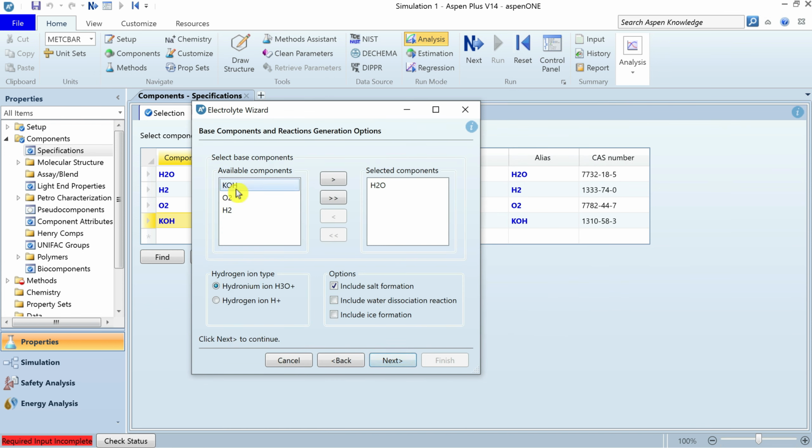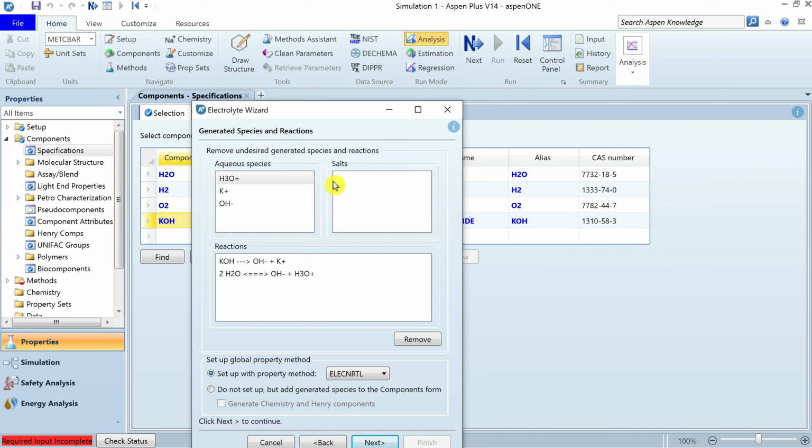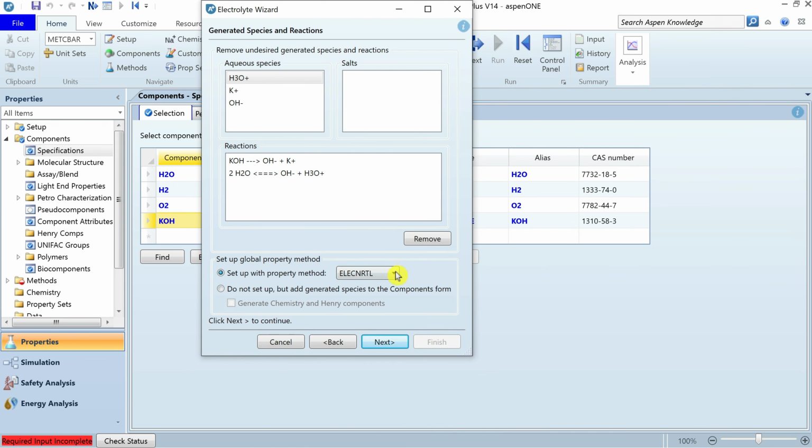Proceed to next. Move KOH to the selected components. We are not interested in any salt formation reaction, so let's add the water dissociation reaction. Proceed next. I have experienced that the electrolyte NRTL model for this electrolysis simulation is preferred over the electrolyte NRTL with the ARC equation of state. The ARC equation of state with the electrolyte NRTL is not appropriate to determine the vapor-liquid equilibrium or the vapor phase fraction. So let's proceed with the electrolyte NRTL method.